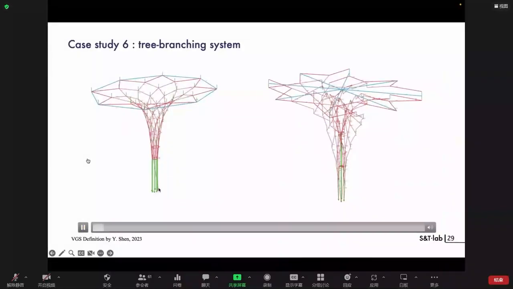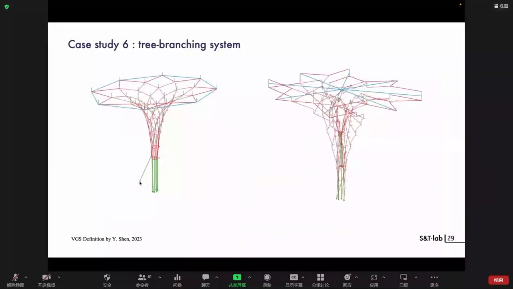There you see the manipulations on the tree branching system, with some manipulation on the reaction forces, and you will see also the manipulations on the form diagram and on the position of some points of the structure.